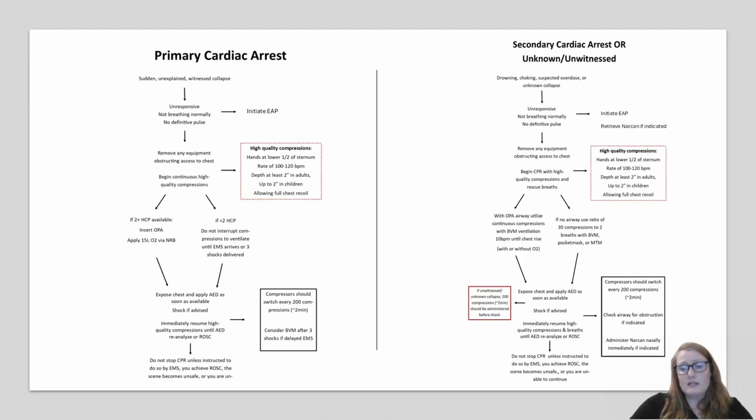But this is, again, just an example of some decision trees and some algorithms that you need to go over, and you need to know what the expectation is and what the standard is for your setting, so that you are able to make the appropriate decisions when a problem arises.